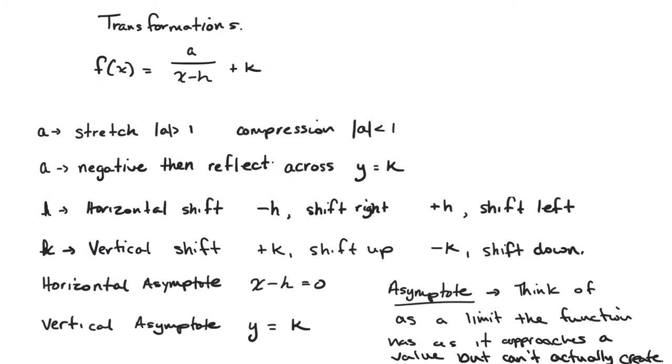All right, so let's talk about what the features of this function are. For a, the numerator, when the absolute value of it is greater than 1, it's a stretch. That means your graph will pull away from the parent values, and we'll discuss those parent values in a little bit. This a here, which you have to be careful about in a fraction, if it's greater than 1, not a problem.